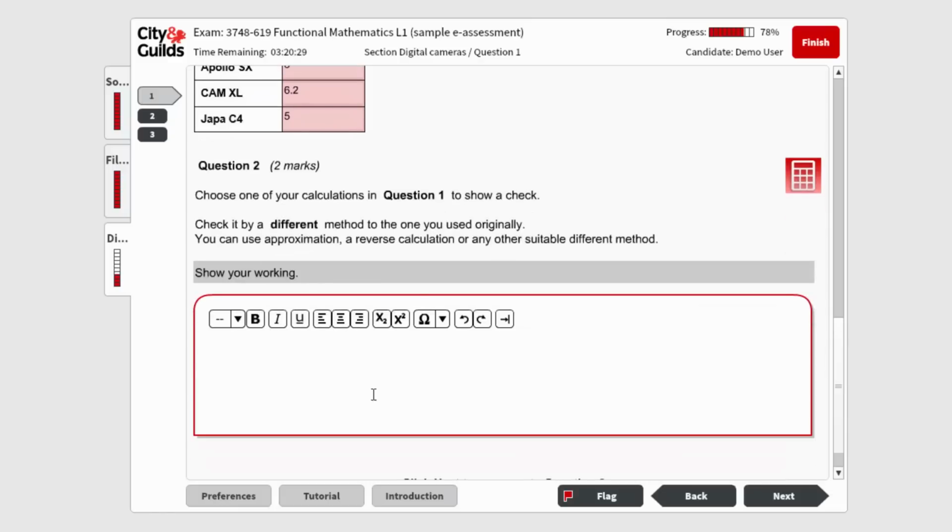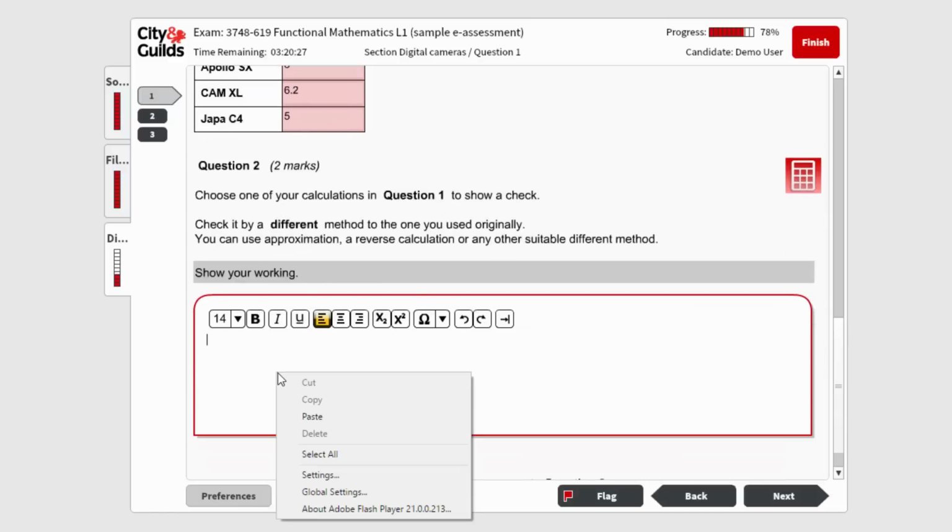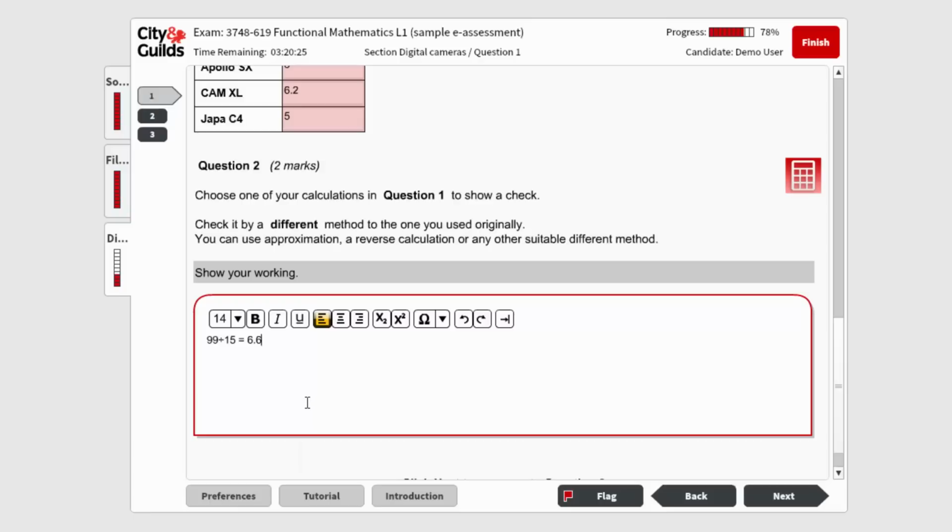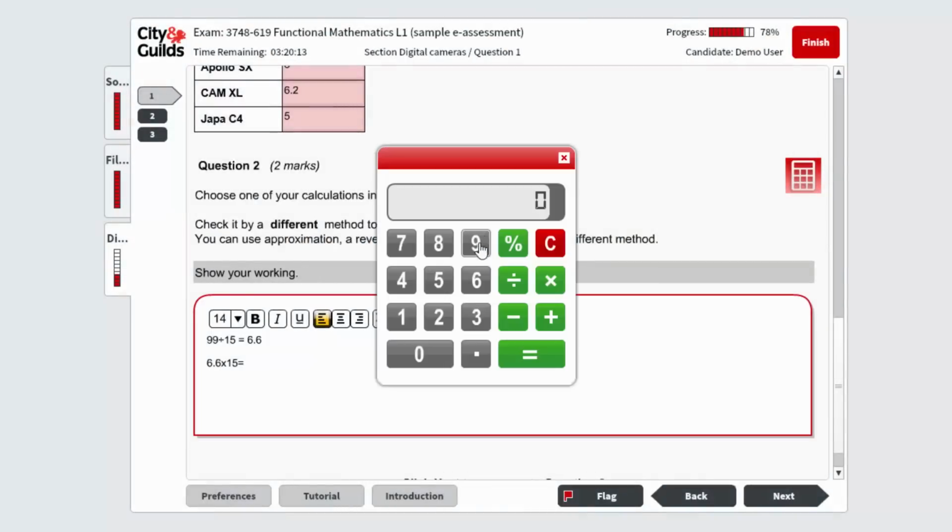The next question is check your calculation again. We can do exactly the same that we did earlier. I'm going to take one calculation. Remember, I don't need to take everything, just one calculation. So here I've got 99 divided by 15 equals 6.6. I'm going to do it backwards. So I'm going to do 6.6 times 15 equals 99. I've just taken my answer and I've done the opposite of what I did to get it, and I've ended up back with the actual sum.